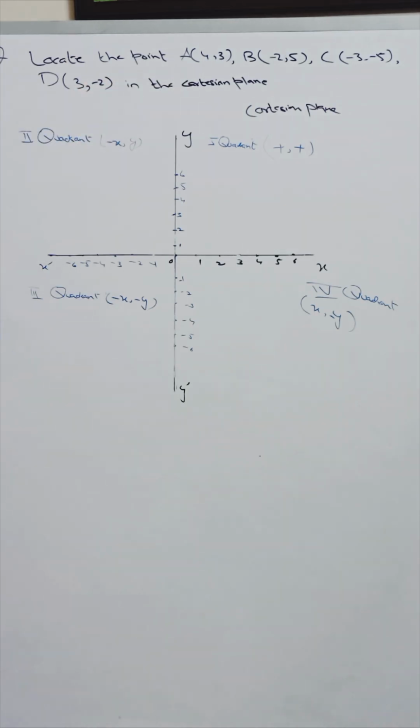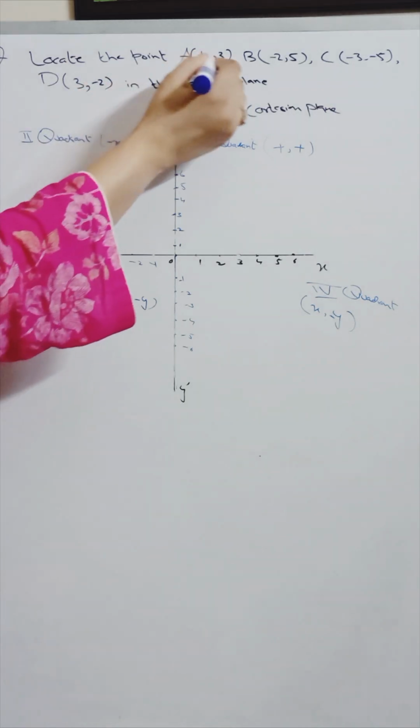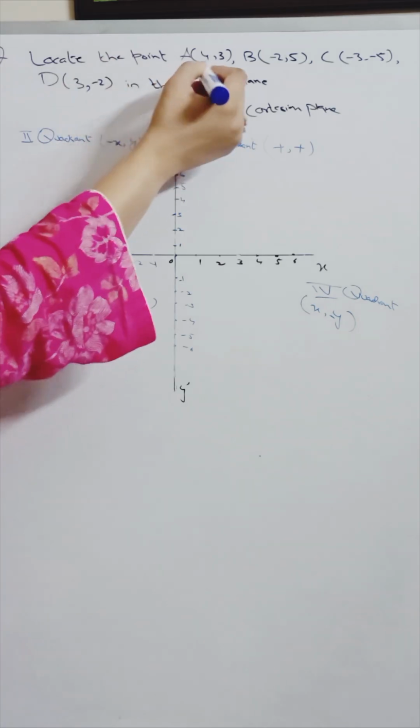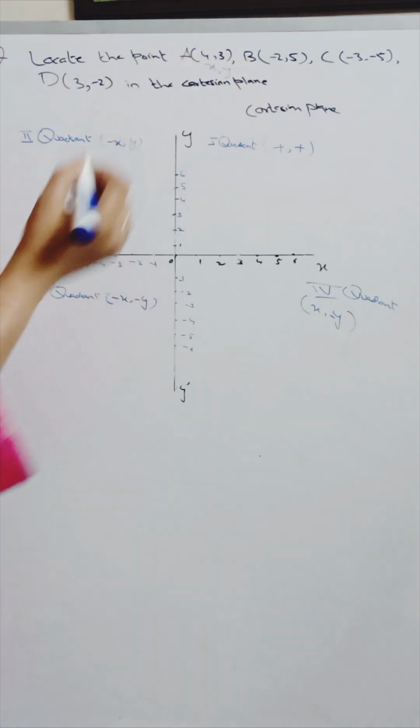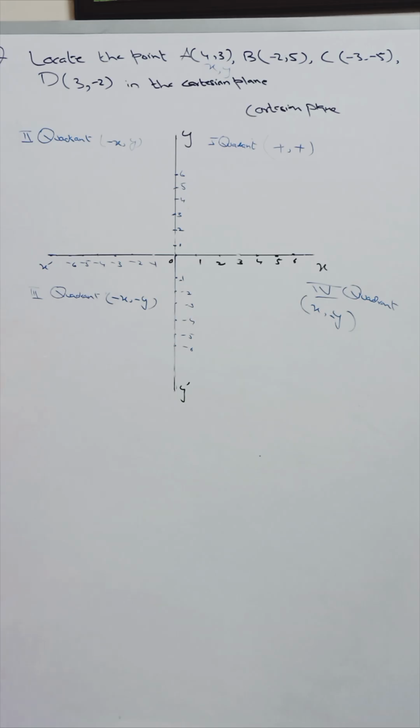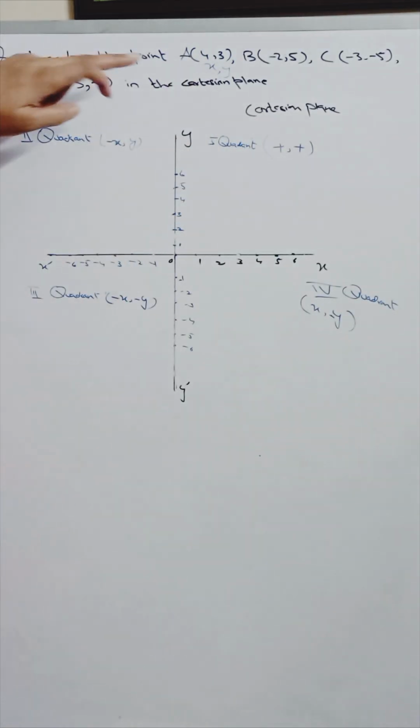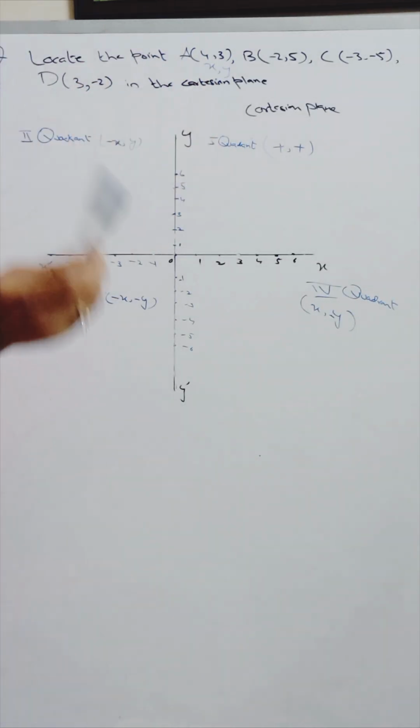Point name is A, and 4, 3 represent the x-axis and y-axis. Always remember that the first element represents x, the second element represents y. This must be remembered. This is 100% sure. You don't need to be confused on it. Now 4, 3. In this, x is positive and y is also positive.